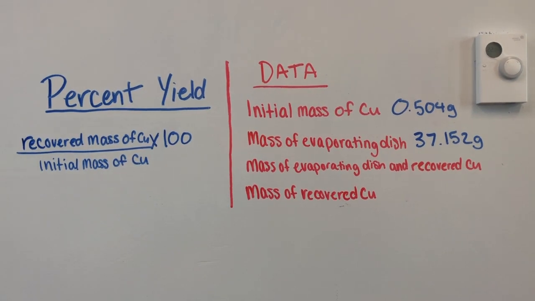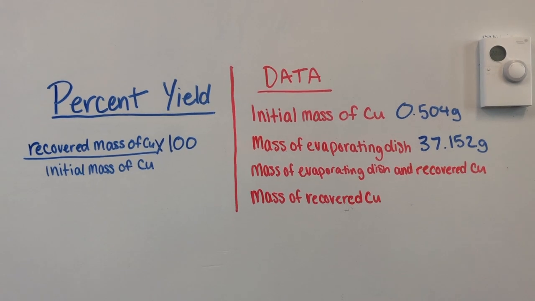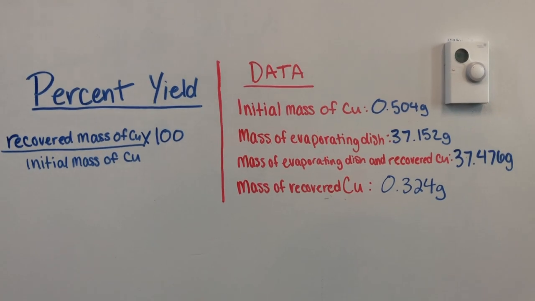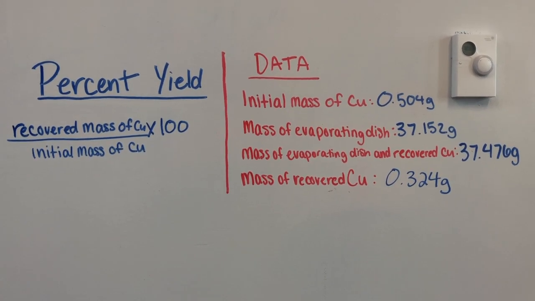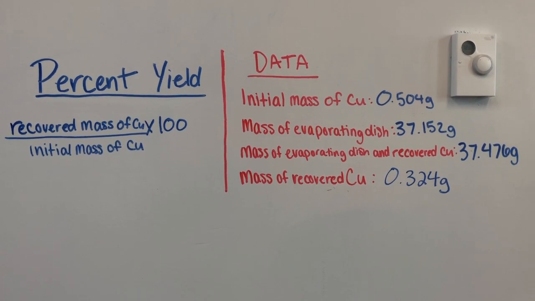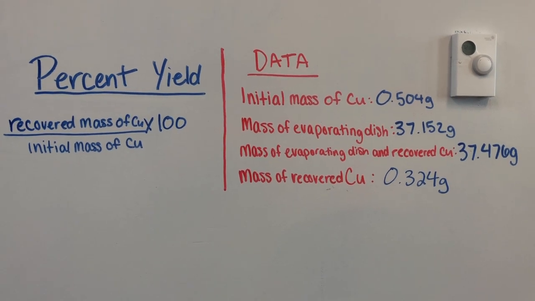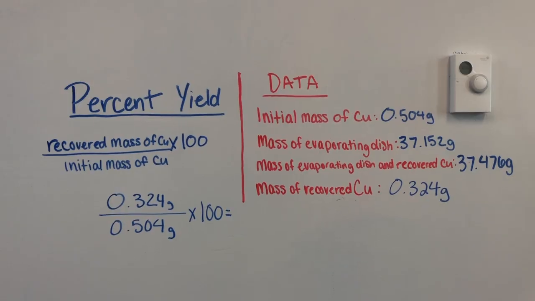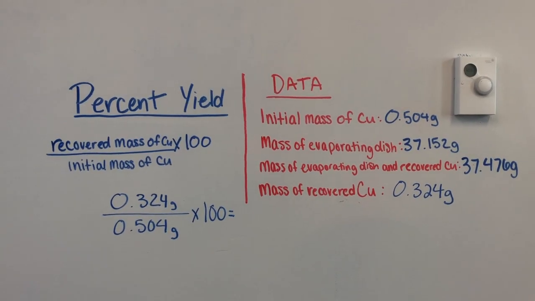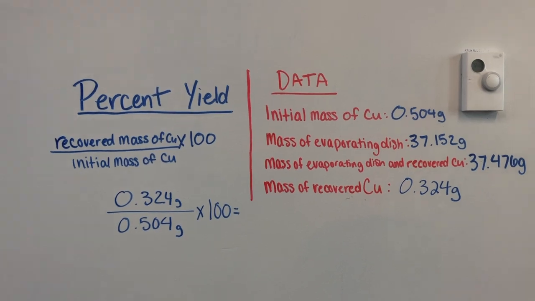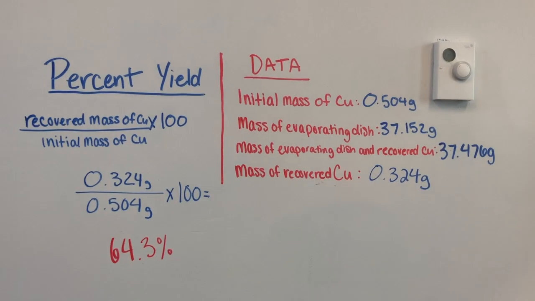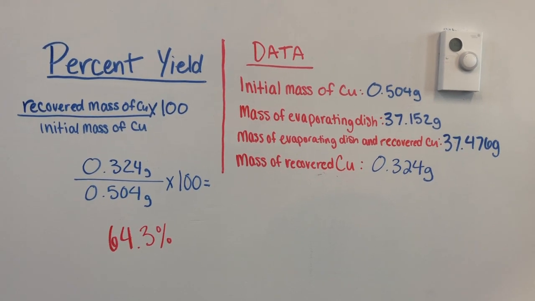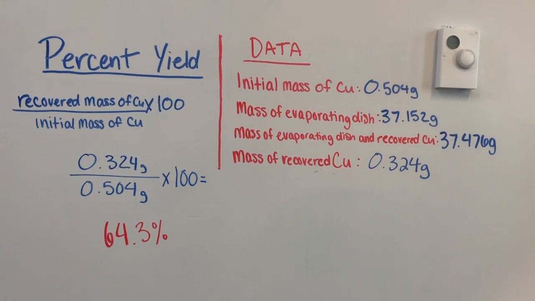Percent yield is described as the recovered mass of a sample divided by the initial mass of a sample multiplied by 100. To find the percent yield, 0.324 grams is divided by 0.504 grams. Then the number is multiplied by 100. After doing those calculations, the number received is the percent yield of the experiment. These calculations conclude that the percent yield of this experiment was 64.3%.